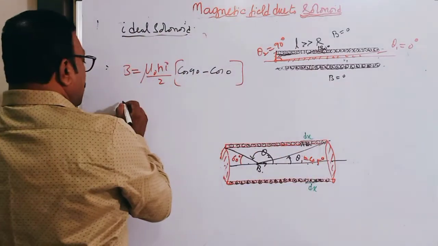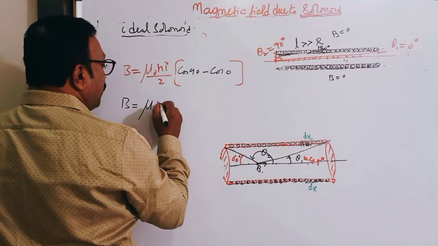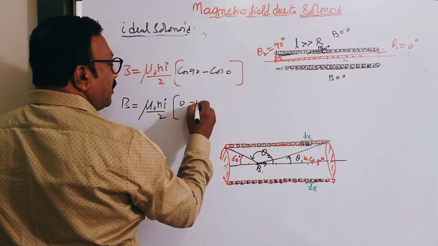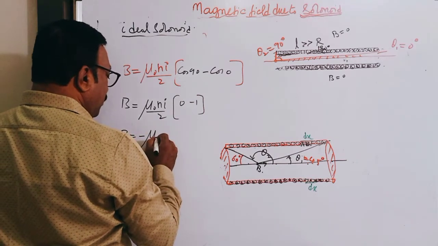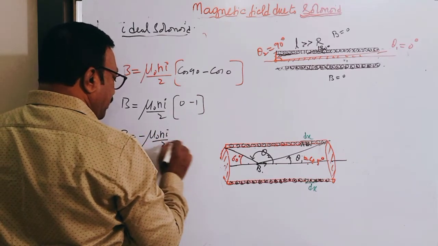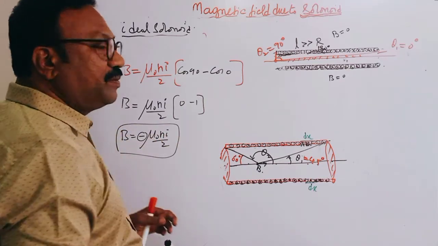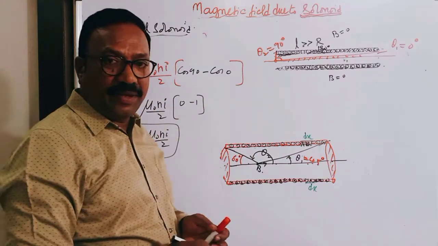So the magnetic field here is equal to mu naught n i by 2 times (cos 90 minus cos 0). Cos 90 is 0, and this is minus 1. So this is minus mu naught n i by 2. Neglecting the minus sign, it is mu naught n i by 2. So at the edge of the solenoid, it is mu naught n i by 2.